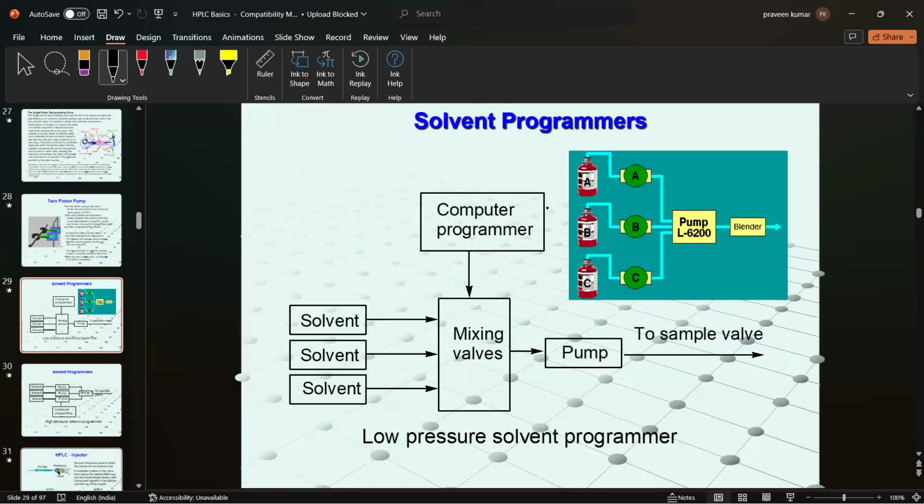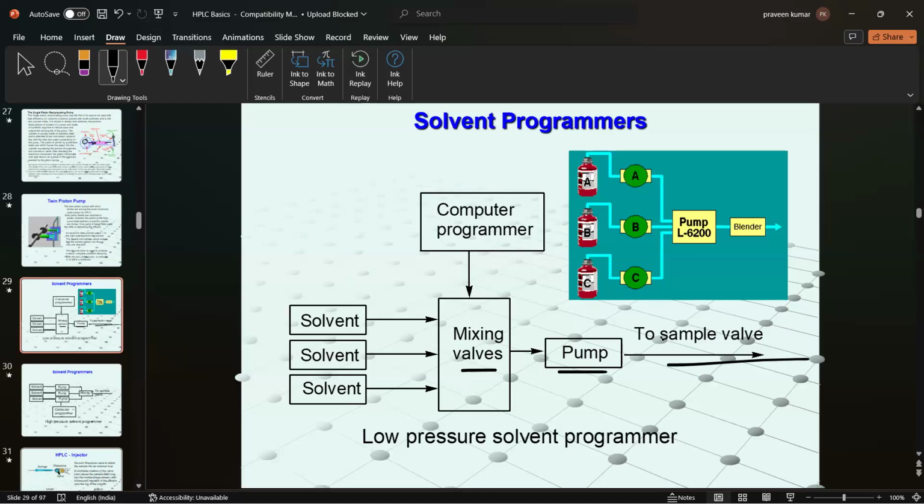Solvent programming. Basically, sometimes all three solvents move through the mixing valve, where in the computer we set how much concentration of each solvent should be injected. Then it is connected to the pump and it enters the sample valve. This is the whole system of the low pressure solvent programmer.